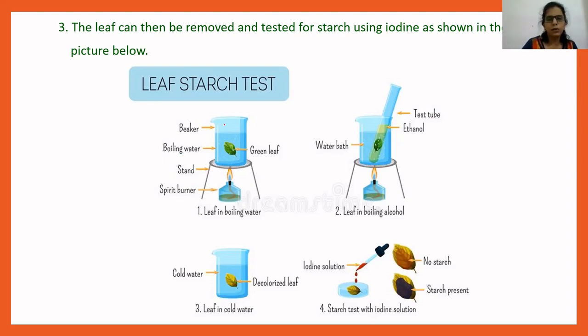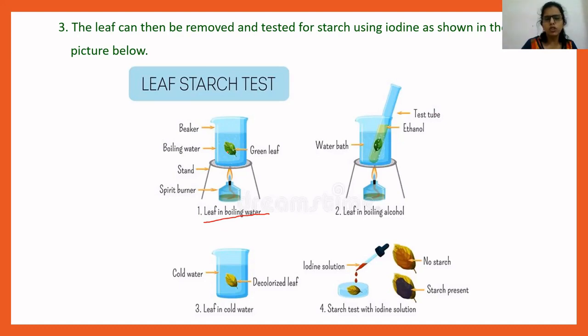Okay, in a previous video we have already discussed the steps to test the presence of starch in a leaf. Okay, so the first step is you have to boil the leaf in boiling water. Okay, you have to boil the leaf in water. Okay, this step is important to break the cell membrane.